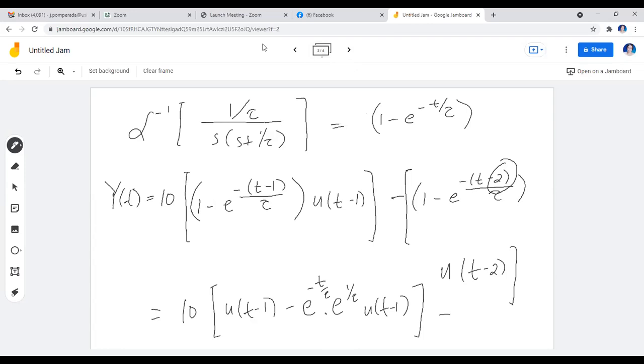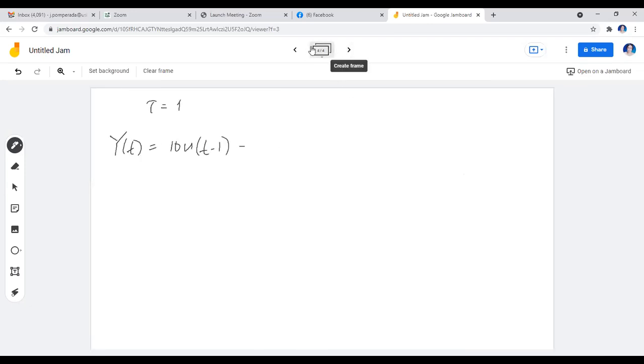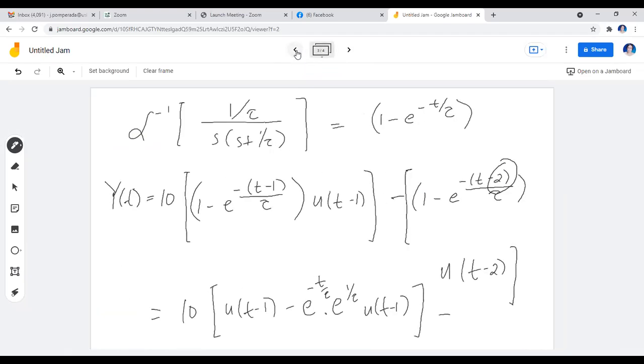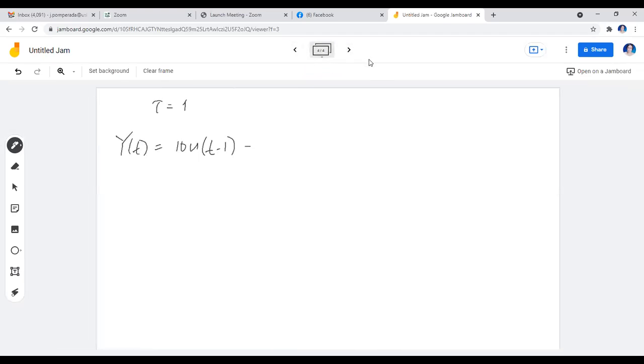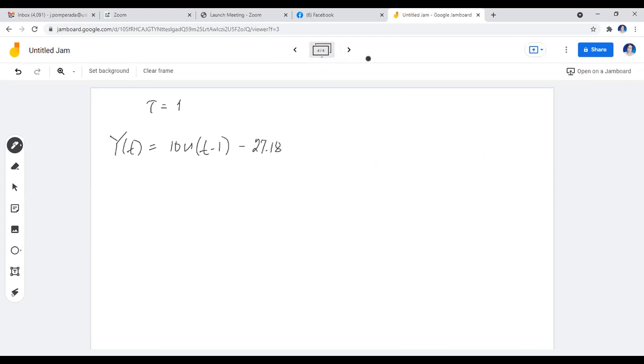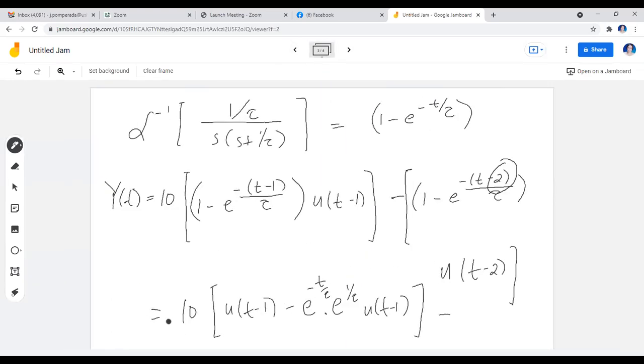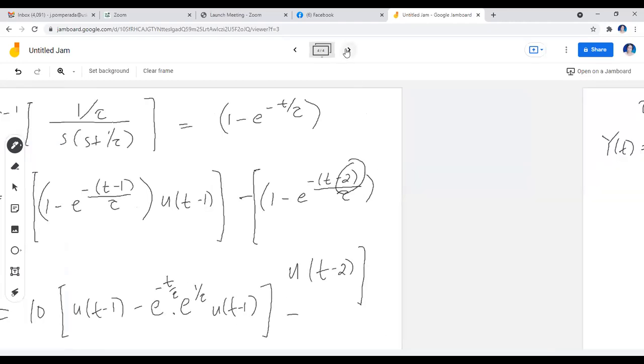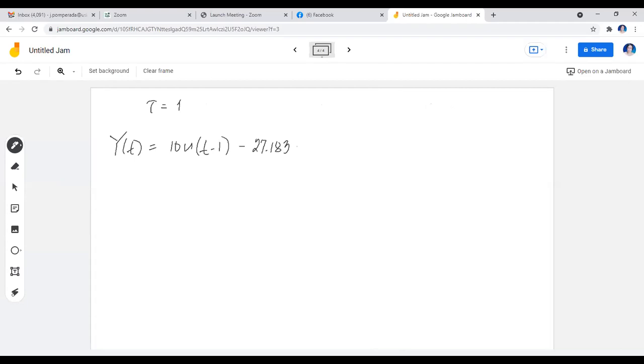I'm already done with 27.1828, Miss. So we'll have 27.183, I'll just round it off. So that would be for the 10 times this one. And this e raised to negative t over 1 would be e raised to negative t. So I'll write it here as e raised to negative t.